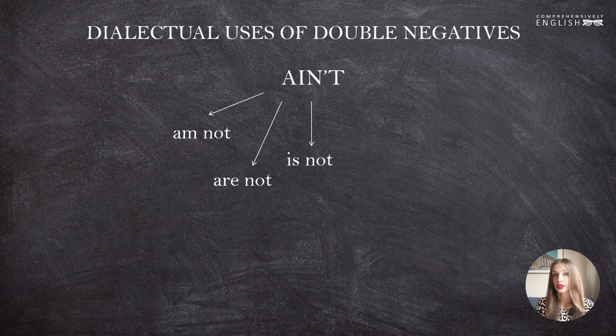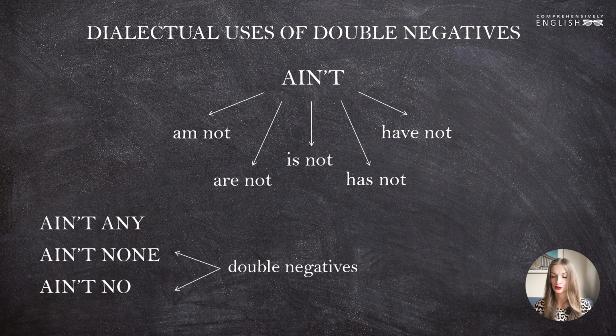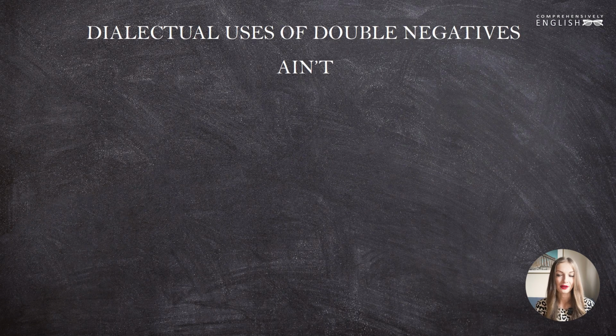It is a negation that is used in present, but not only in the present simple tense, but also in the present perfect tense. So ain't actually can also mean has not or have not. Ain't got, for example, means haven't or hasn't got. There are also structures like ain't any, ain't none, and ain't no in dialectual colloquial use. Let's look at some examples.